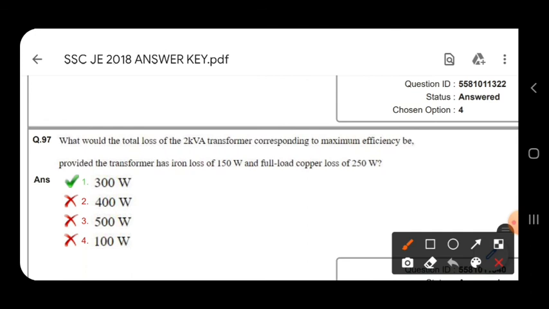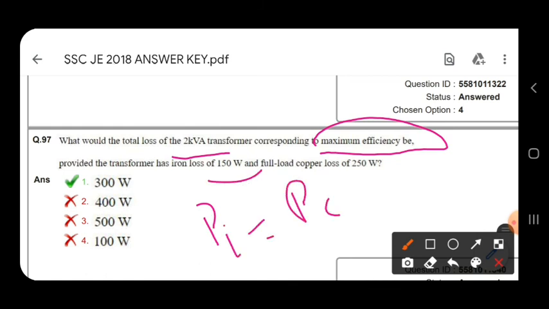What would be the total losses of a 2 kVA transformer corresponding to maximum efficiency? So friends, in the case of maximum efficiency, Pi equals Pc. So Pi is here 150, so total losses equal Pi plus Pc, that means 300 watt.